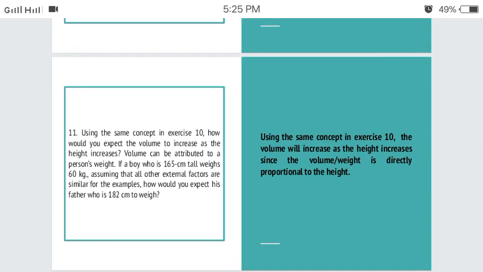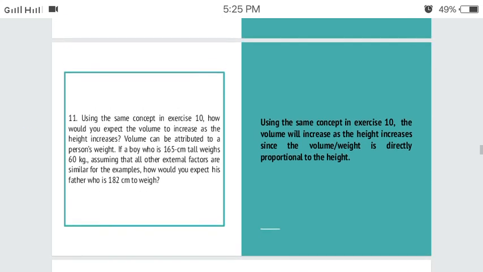11. Using the same concept in exercise 10, how would you expect the volume to increase as the height increases? Volume can be attributed to the person's weight. If a boy who is 165 centimeters tall weighs 60 kilograms, assuming that all other external factors are similar to the examples, how would you expect his father, who is 182 centimeters, to weigh? Using the same concept in exercise 10, the volume will increase as the height increases, since the volume or weight is directly proportional to the height.